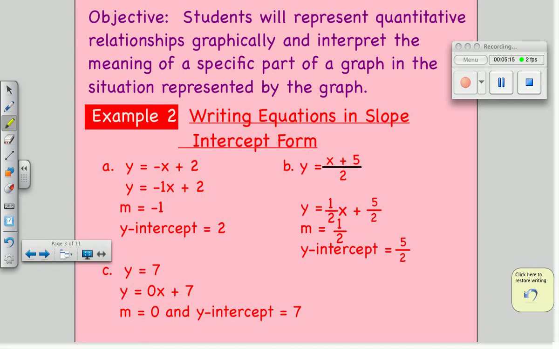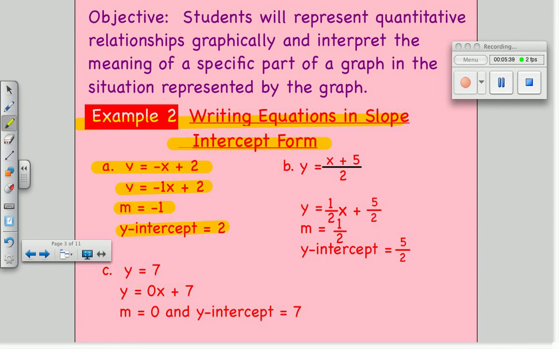Okay. So example 2, y equals negative x plus 2. So first we're going to put the coefficient there, y equals negative 1. Coefficient is 1 plus 2. So now we know that the slope is negative 1 and the y-intercept is 2.